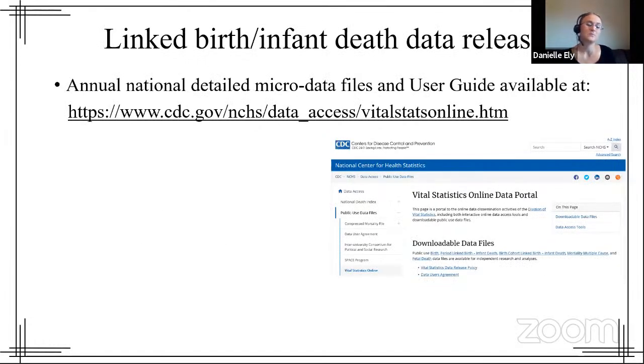So the linked birth and infant death data releases happen with annual data releases, and they are available on our Vital Statistics online data portal. I've included a link on this slide. And in that data portal, you can find all of the available years of microdata files and the user guides that are available.